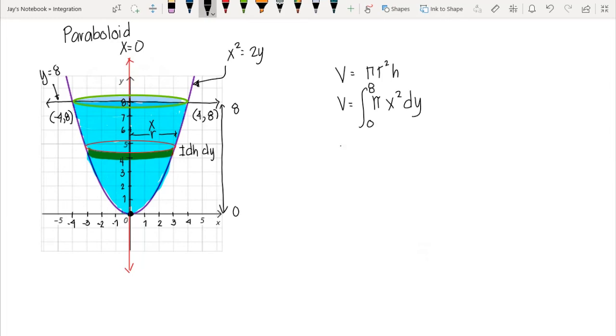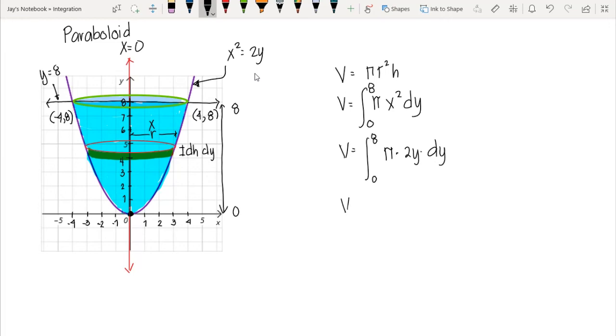Since we need to integrate this function in terms of y, then we need to change x squared here into a function of y. And then from the curve, we have x squared is equal to 2y. Then we can directly substitute x squared here as 2y. So we can say that the volume is equal to pi, our x squared is 2y dy, and our limit is from 0 to 8.